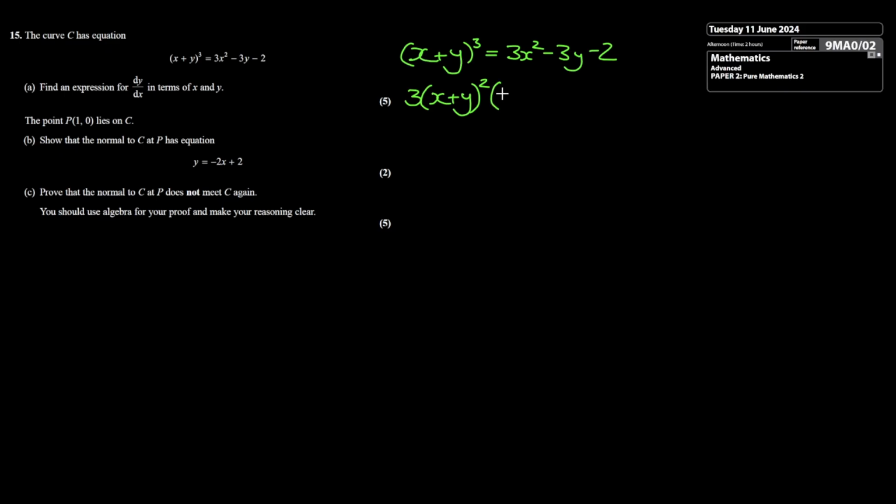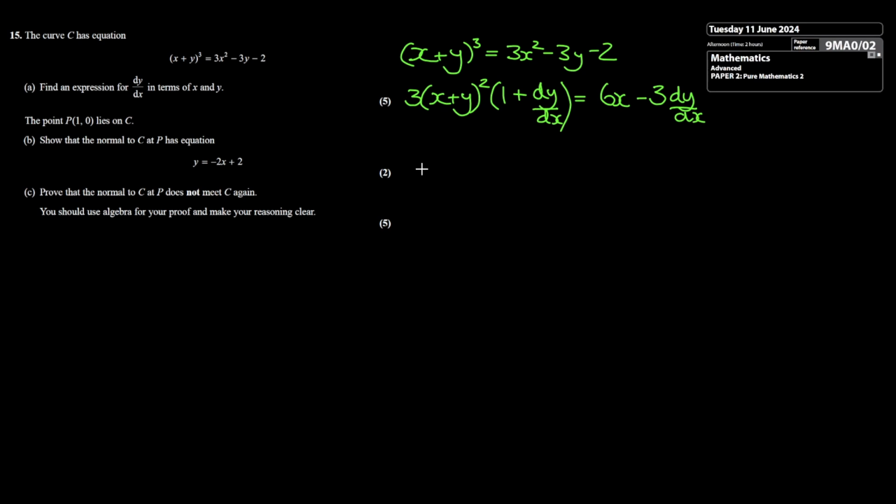So differentiating x, this is simply 1. And differentiating y, well, it's going to be 1, but I must multiply this by dy/dx because it's not the primary variable I'm differentiating with respect to. And that is equal to, this is a straightforward differential, which is 6x. This differential, if I treat the y as an x, I get negative 3, but I must multiply by dy/dx again. And the 2 differentiates to 0.